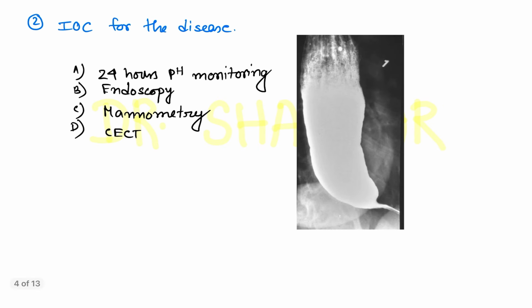Coming to question number 2, what is the IOC for the disease? One image was given. As you can see, this was a clear image of bird beak sign. So this is nothing but bird beak sign suggestive of achalasia cardia. So this was a case of achalasia cardia.